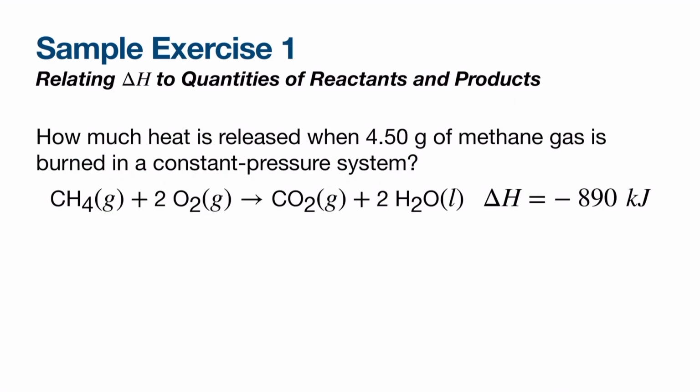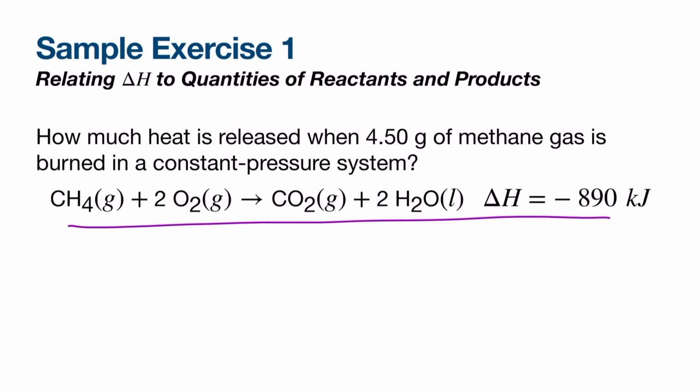This lets us predict delta H even for reactions that are hard to measure directly. Now let's apply the concepts that we have learned in sample exercise number 1. How much heat is released when 4.50 grams of methane gas is burned in a constant pressure system? The following thermochemical equation is given below. So as we can see here, our goal is to use a thermochemical equation to calculate the heat produced when a specific amount of methane gas is combusted.